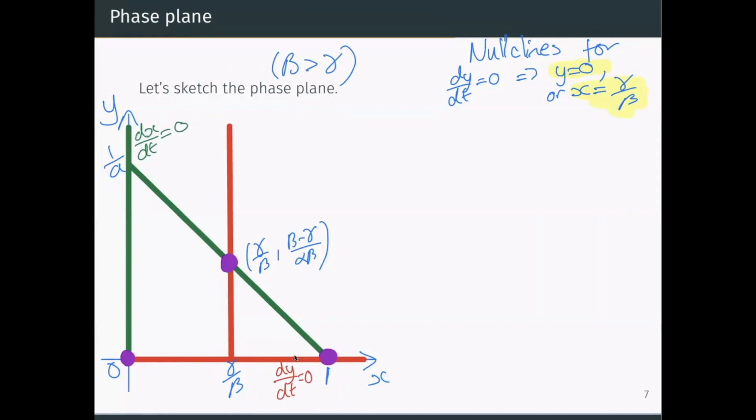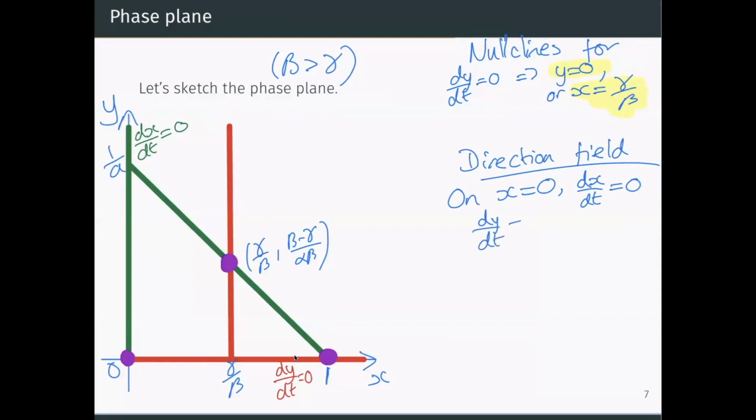Okay, now let's think about my direction field. As discussed previously, we only need to work out a direction field on two of our null lines, and then we can deduce the rest from there. So I'm going to focus on the axes because they're nice and simple. Let's think about the null line x equal to 0. By definition, dx/dt is equal to 0, so we must only be moving up or down. What about our value for dy/dt on this null line? dy/dt is going to equal minus gamma y.